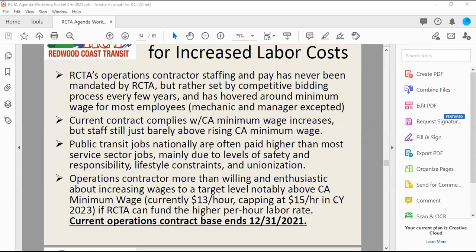The first transit contract makes up, what, 85% of our cost, Dan, of our budget? 85%, and then you plug in fuel on top of that. Go ahead. All right, thanks, Dan.